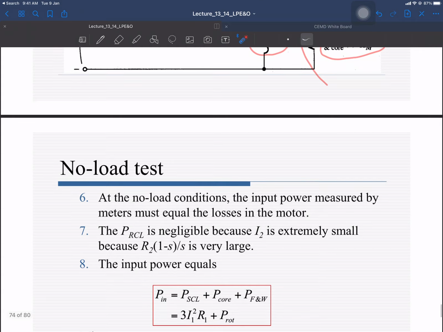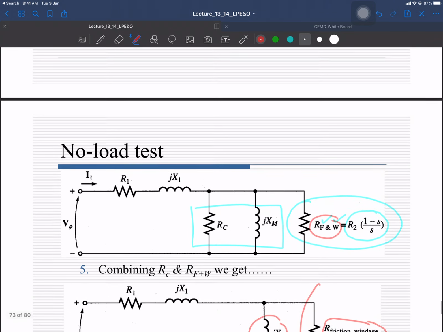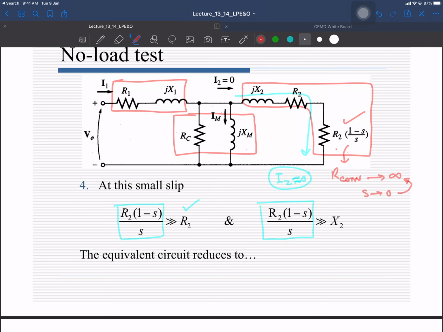Right? So from the no load test, you are going to measure the input power with the help of the meters, which is equal to the losses in your motor. The rotor copper loss is negligible. Why is it negligible? Because R2/s is quite high. This is quite high, and because of that the current is 0, so there is no loss. So the rotor copper loss is approaching 0.